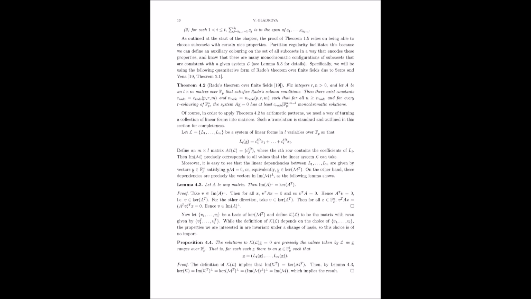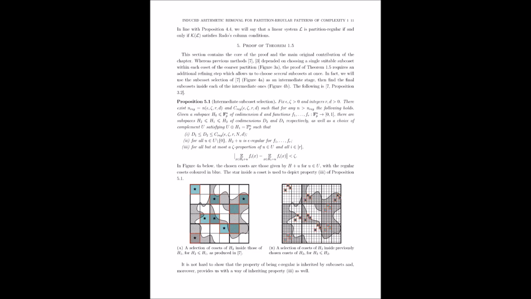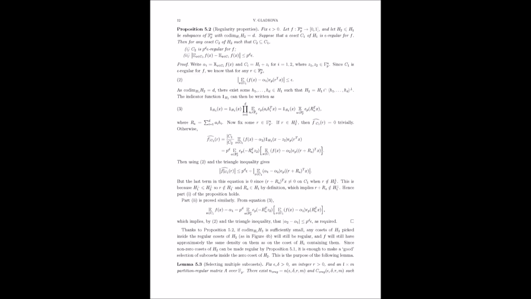And here's where theorem 4.2, a quantitative version of Rado's theorem for finite fields, comes into play. It tells us that if KL meets those Rado's column conditions, we're not just guaranteed a few monochromatic solutions, we're guaranteed a whole bunch of them. And this abundance is crucial for our proof.